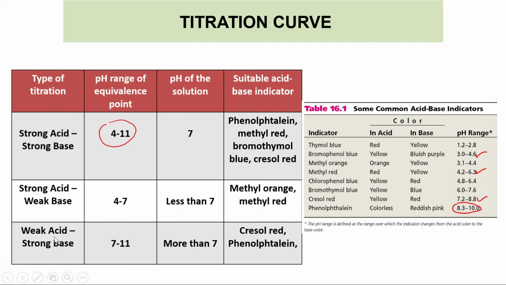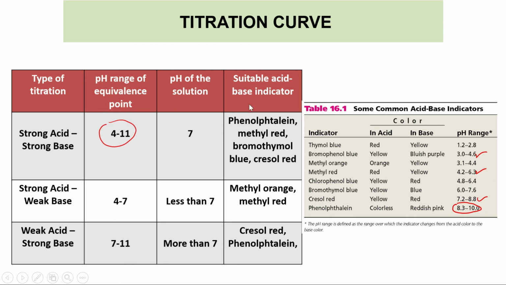And then the last type of titration is between a weak acid and a strong base, in which the pH range of the equivalence point is between 7 to 11. So we can see that there are only two types of indicator that are suitable for this type of titration, in which the cresol red has the pH range of 7.2 to 8.8, and then we have phenolphthalein, in which the pH range is between 8.3 to 10, right?